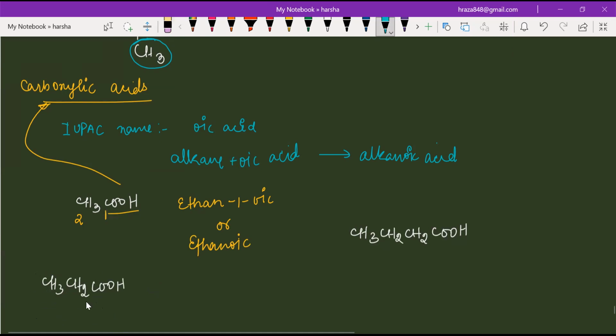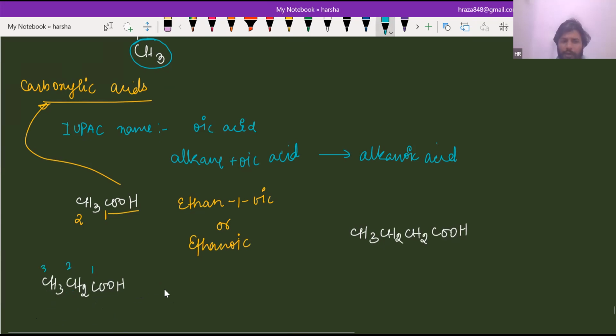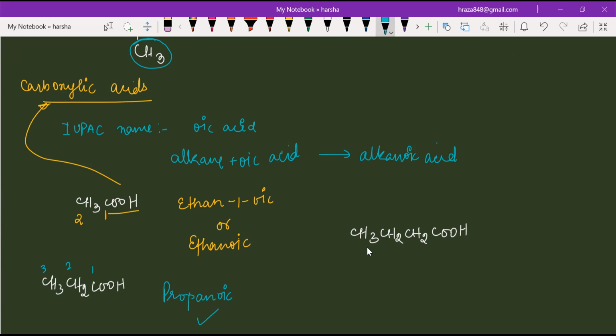Also, propanol. So we are going to give the preference 1, 2, 3. So it will be prop, and all are singly bonded. And on the first carbon, it is carboxylic acid. So the name will be propanoic acid, or you can write propane 1-oic acid. Is that clear? Yes, sir. Okay, can you name this?